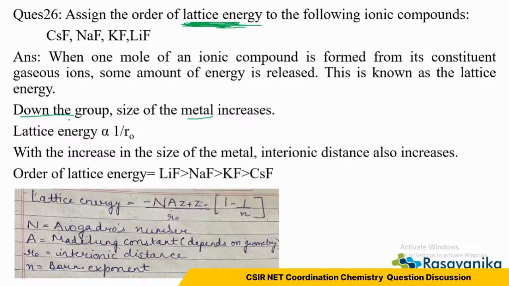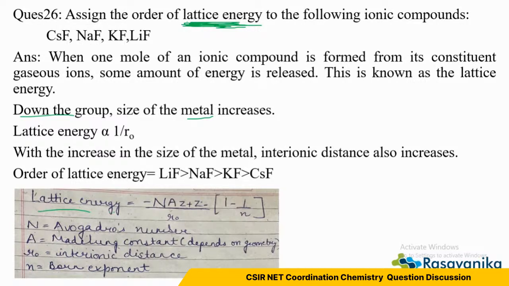I'm talking about the cation because the anion is the same in all these cases, fluoride. You can also see it here. I've written the formula for the lattice energy: lattice energy is minus N A Z plus Z minus by R naught into 1 minus 1 by n. What is N? N is Avogadro's number, 6.022 into 10 to the power 23 per mole. A is your Madelung constant, which depends on the geometry of the ionic compound. R naught is your interionic distance, the distance between the cations and the anions, and n is your Born exponent, right?